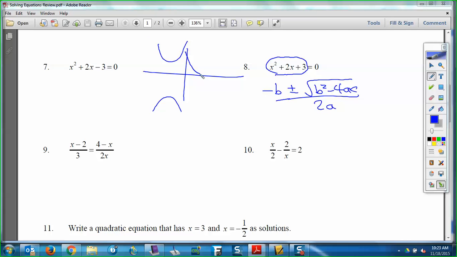The parabola could come down and just touch. That's when you get 0 in here, because then you get negative b plus or minus 0 over 2a, which is just one solution, negative b over 2a. And then, of course, your parabola could go down and do that, and you might get 2 solutions. And that's the plus or minus. Okay? That comes into play, actually.